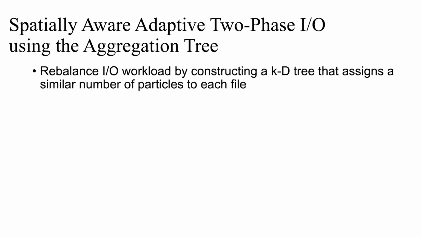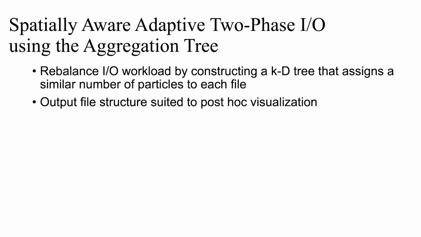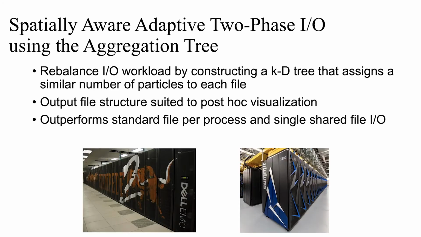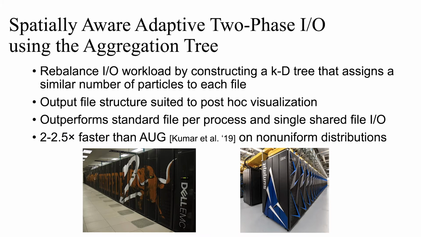Our aggregation tree strategy rebalances the I/O workload by constructing a KD tree that assigns a similar number of particles to each file. By ensuring that the data within these files is spatially coherent, we're able to output a layout well-suited to post-hoc visualization. And we evaluate our approach on Stampede2 and Summit, and demonstrate that it outperforms standard file per process and single shared file I/O, and compared to our prior work, it's up to 2 to 2.5 times faster on non-uniform distributions.